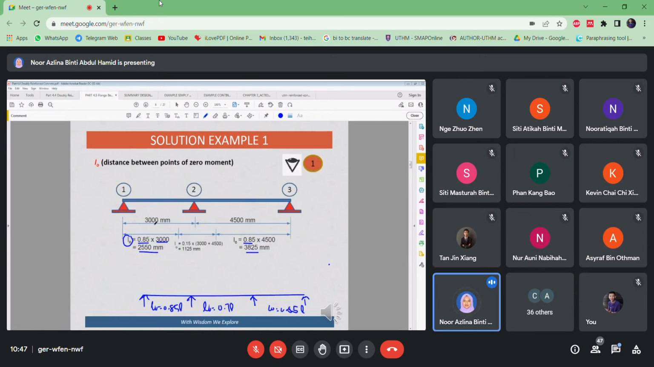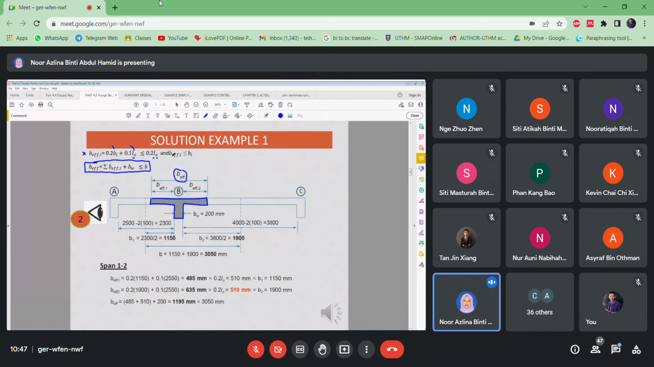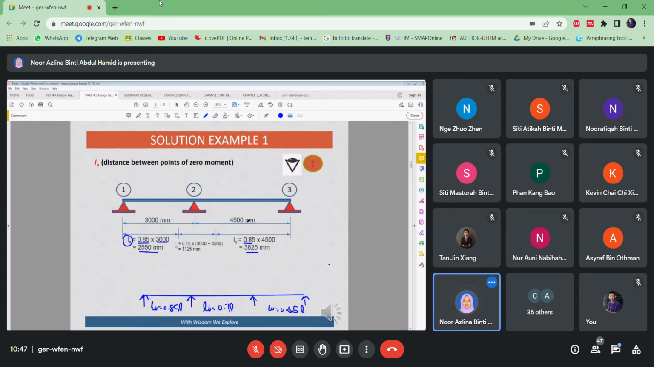LO 2550, LO 3825 for span 2 to 3. So how to determine the B effective I? So you need to obtain from the second view. So you kena apa ni, divide by 2. Okay, 2500 dia punya span ni kalau lihat balik.